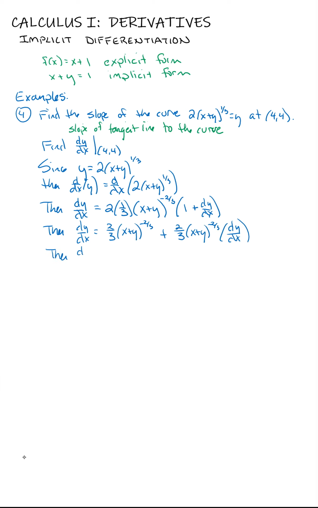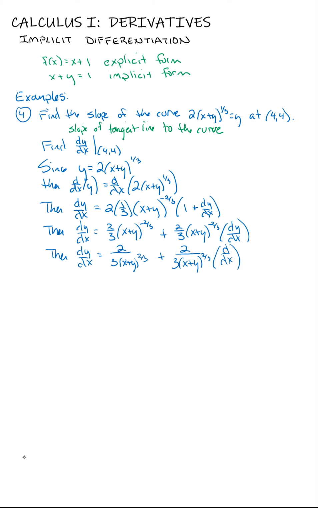Just so you know what's going on here, notice I still have dy/dx on the left-hand side, but those negative exponents, they're both negative exponents, I can actually move those to the denominator. So that gives us 2/3 times (x plus y) to the -2/3, or to the +2/3 now, plus 2/3 times (x plus y) to the +2/3 times dy/dx.